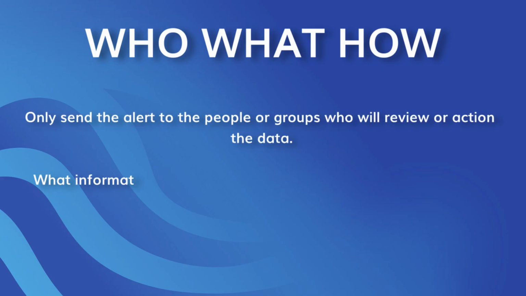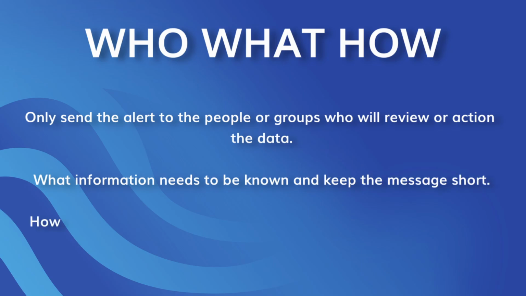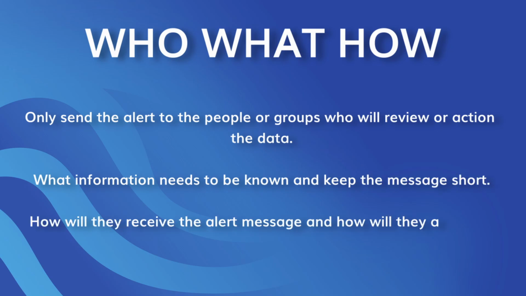Keeping this in mind, it is easy to overcomplicate alerts and bombard your teams with too much information too frequently. So I'd consider a who, what and how approach to setting up alerts. Who: only send the alert to people or groups who will review or action the data. What information needs to be known, and keep the message short. And how do they need the alert message and how will they action it?